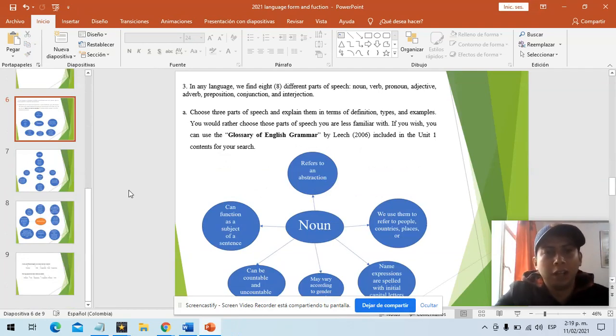Part number three. In any language, we find eight different parts of speech: noun, verb, pronoun, adjective, adverb, preposition, conjunction, and interjection. Choose three parts of speech and explain them in terms of definition, types, and examples. You should rather choose the parts of speech you are least familiar with. If you wish, you can use the glossary of English grammar included in the Unit 1 content for users.